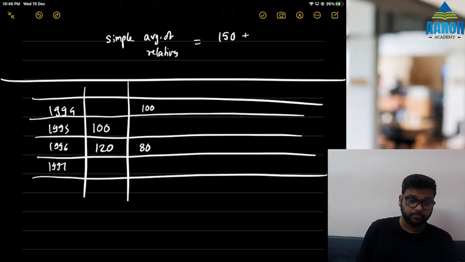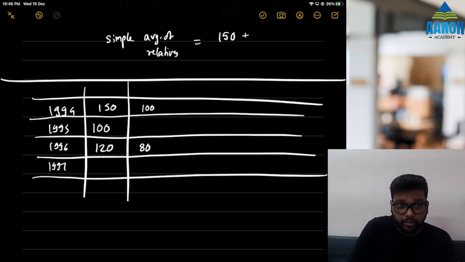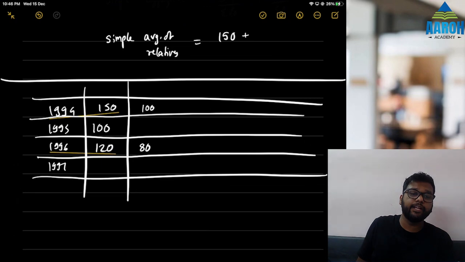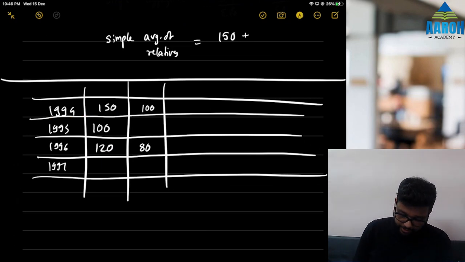How much? 150. Again, it was 50% more than 1997. That means, can I say if this was 100, then this is 150? 50% more.